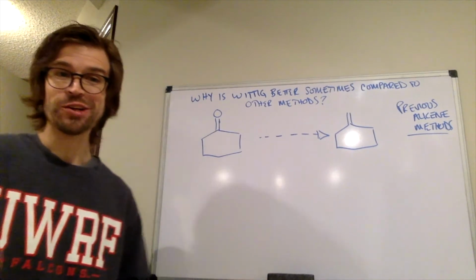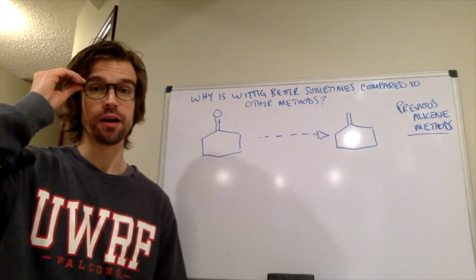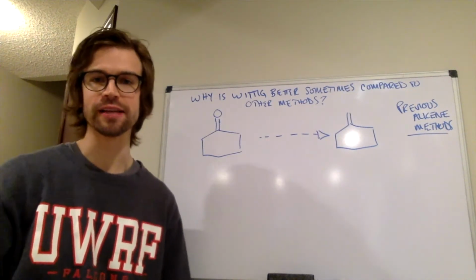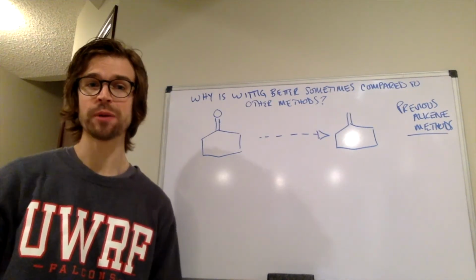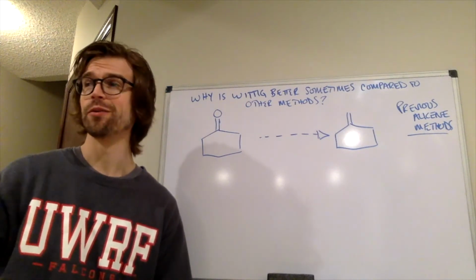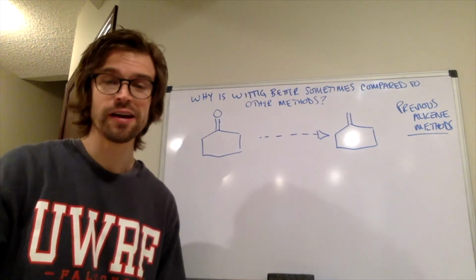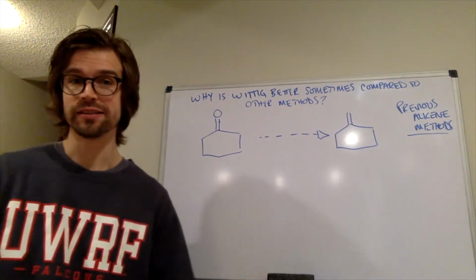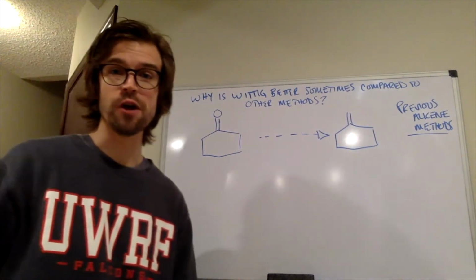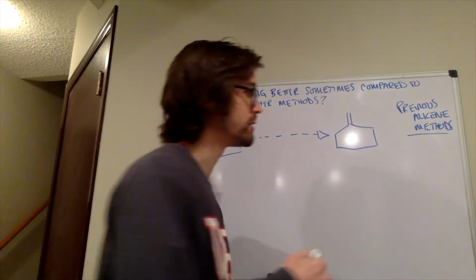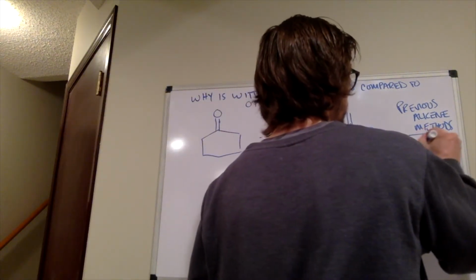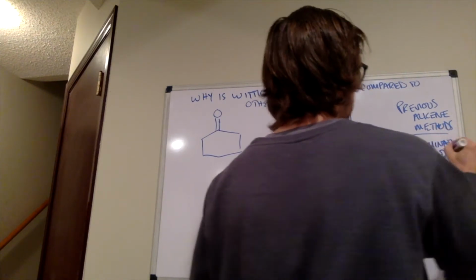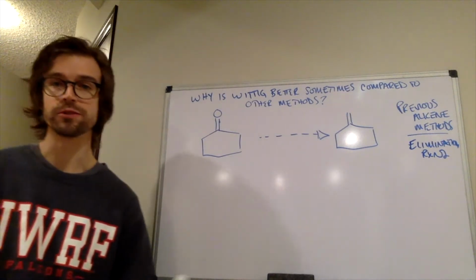So why do we need a new alkene synthesis method? Why would the Wittig be helpful in some cases compared to other ways that we've synthesized alkenes? Well, this might be a time for you to take a moment and think, how do we synthesize alkenes? Because it's something that you should have up there. Essentially, the previous alkene methods that we've known about are just elimination reactions. So we'll write that right here, elimination reactions. That's how we've synthesized alkenes in the past.